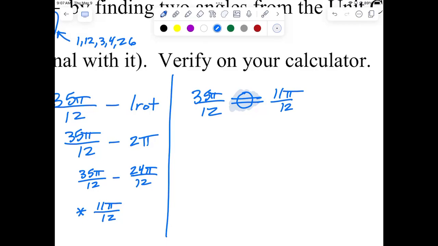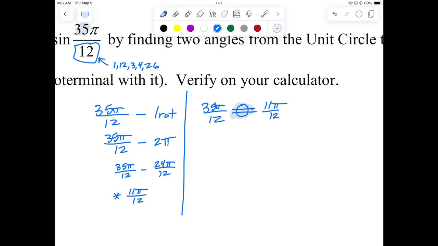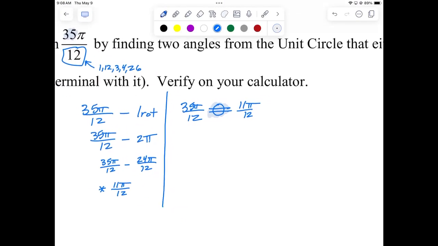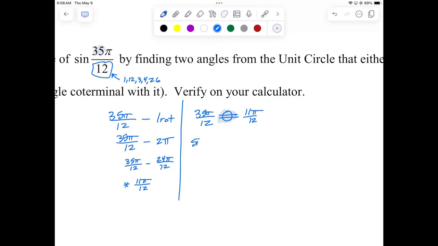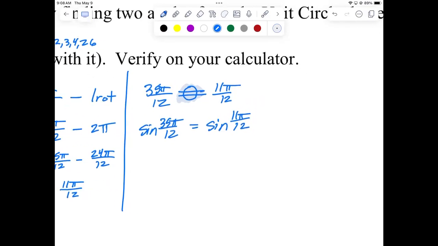All right. Now, because they're not equal but coterminal, they have the same value. So here's what I know: sine of 35 pi twelfths is equal to sine of 11 pi twelfths, because coterminal angles have the same trig value. Okay, so now I can work with 11.